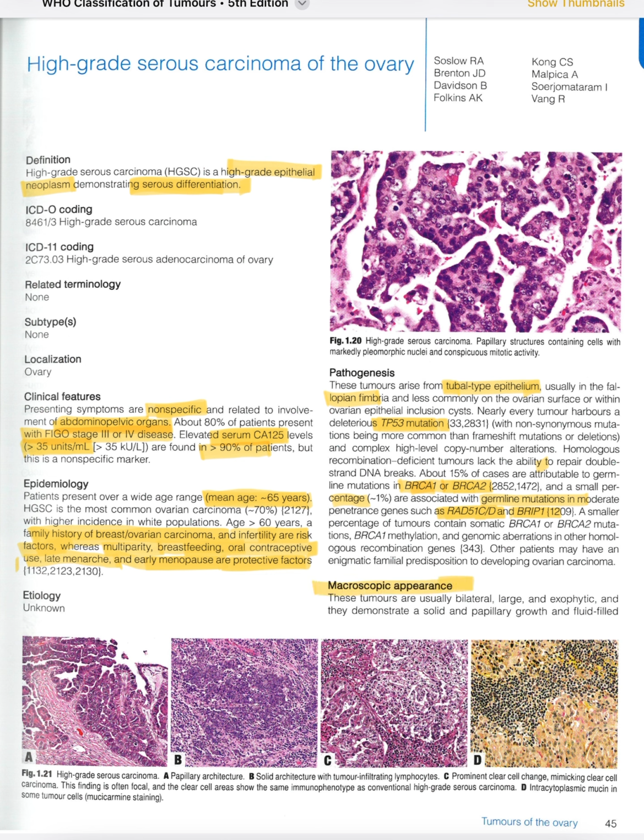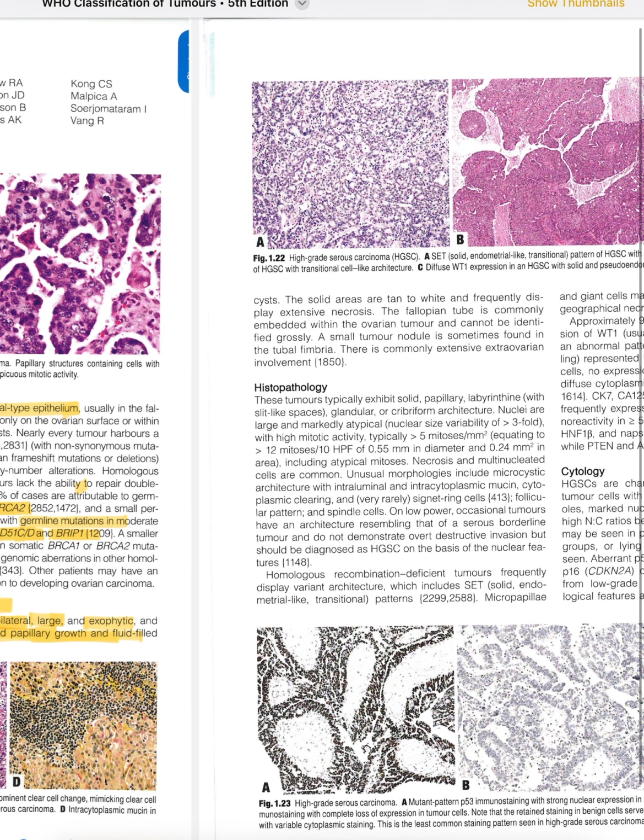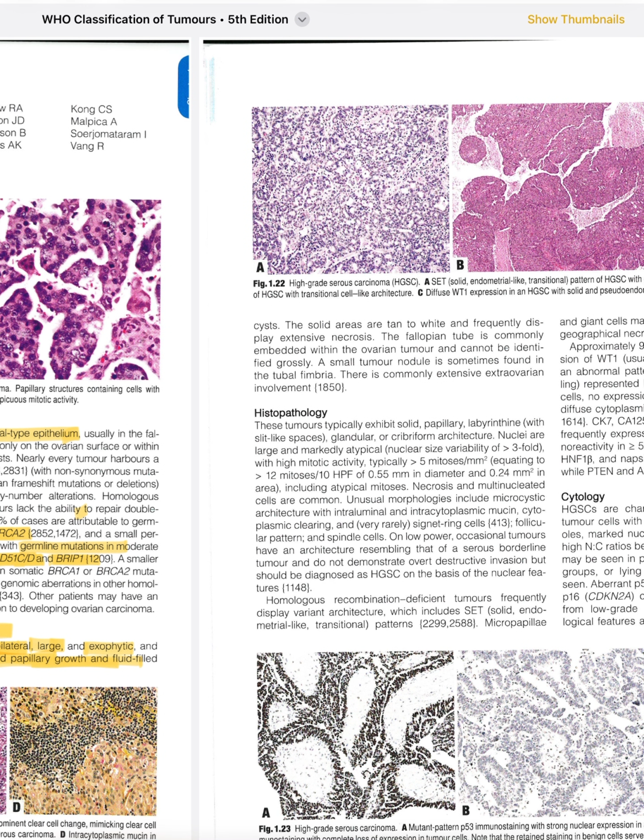If we talk about the macroscopic appearance, they will be bilateral, large, exophytic, and they demonstrate solid and papillary growth and fluid filled cysts. The solid areas tend to be white, and they frequently display extensive necrosis. Okay, and the fallopian tube is commonly embedded within the ovarian tumor and cannot be identified grossly.